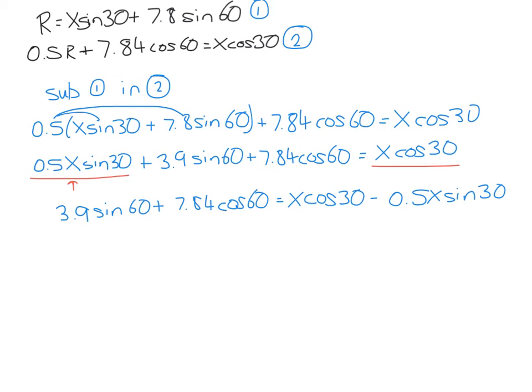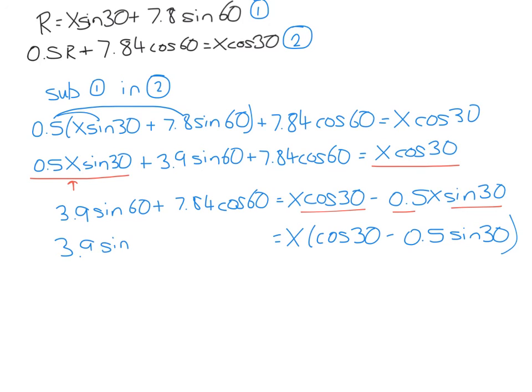Okay, now it's tempting here to work out what cos 30 is and what 0.5 times sine 30 is and put it into decimals. That can work, but it's not going to be as accurate as it could be. So we're going to instead factorise that, bringing out a factor of x. So that's going to give us x times cos 30 minus 0.5 sine 30. So I've just brought the x out as a factor to the front, and my left hand side is still the same.